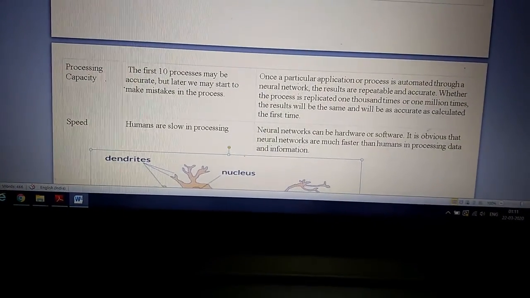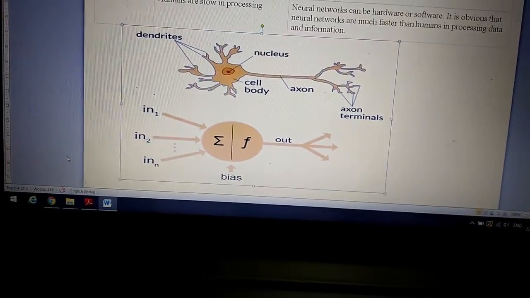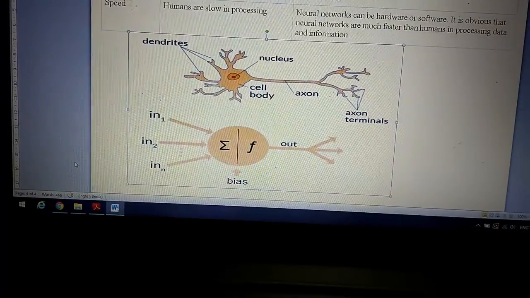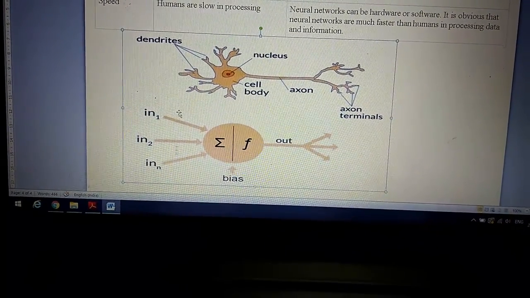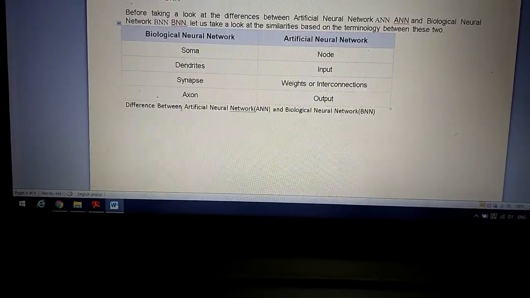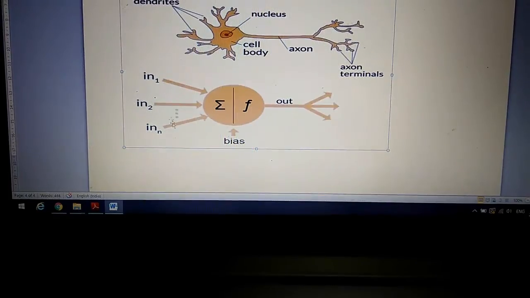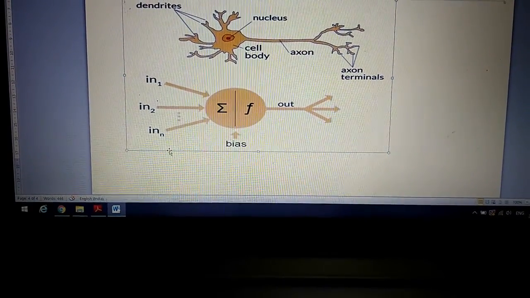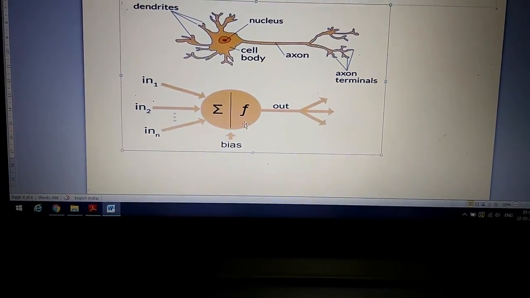Now we are going to discuss the representation of the artificial neural network. See, here these are the dendrites. As you remember, dendrites are nothing but the input nodes. So IN1, IN2, up to INn are the inputs to the artificial neural network.